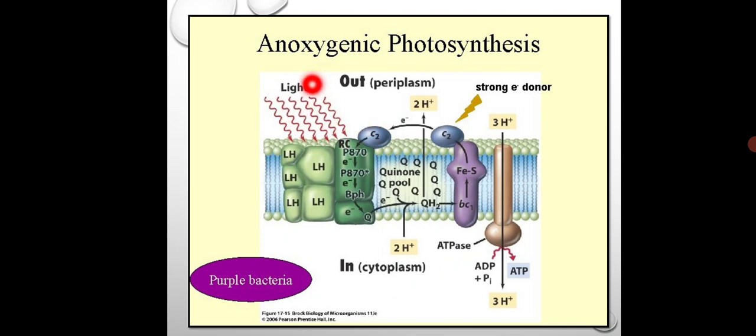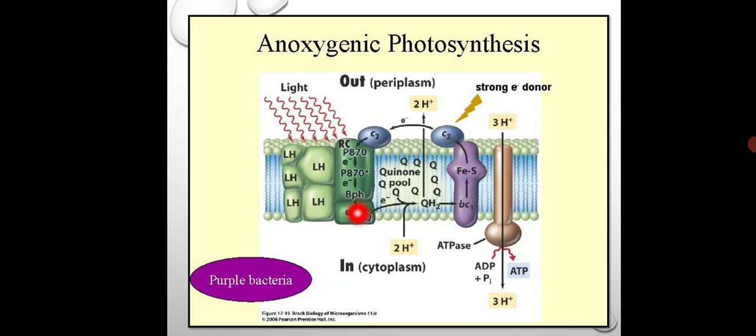Light falls onto these light harvesting complexes. Here antenna pigments are present. This antenna pigment transfers the light into the reaction centers. It starts from this reaction center P870. As light passes, it gets excited. P870 star indicates that it is in the excited state, so from P870 it reaches P870 star, from ground state to excited state. Then the electron gets transferred to bacteriopheophytin.